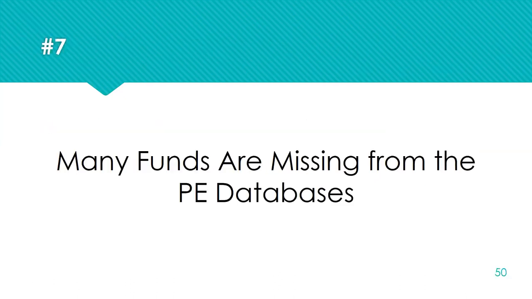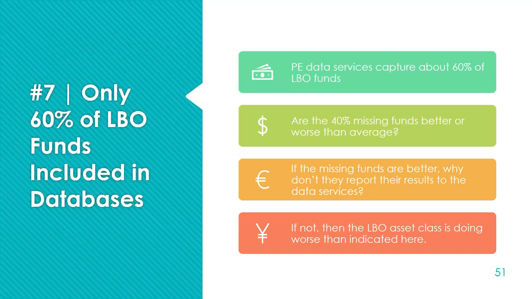Funny thing is, a lot of the funds are not even in the databases. There's a few big databases that charge $15,000 or $20,000 so people can look at their statistics on PE funds, but even they will tell you we're missing a lot of funds. 40% of them we can't even get a hold of. So my view is, if these 40% are so great, how come they're not telling everybody how great their funds are? So it's a little bit inconsistent there. And one would think if those funds aren't reporting, they could actually be below average and drag down the results even further.